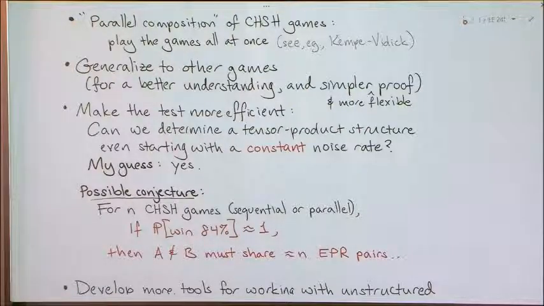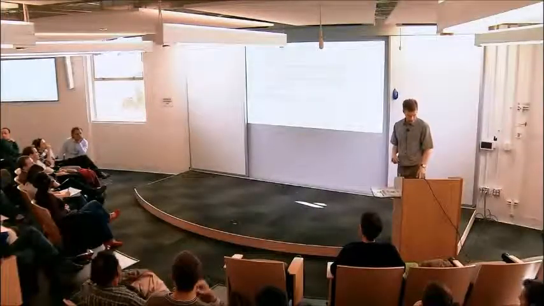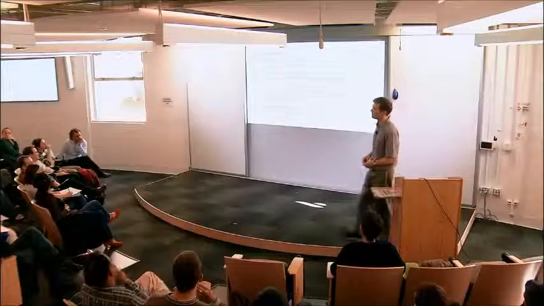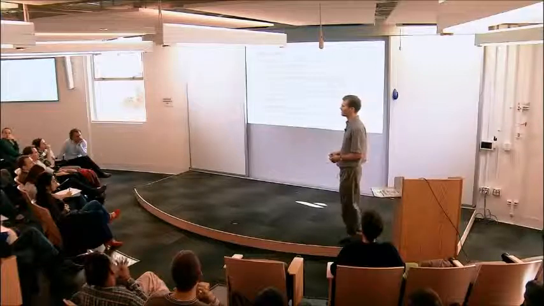For example, you can conjecture that, say you play little n CHSH games sequentially or in parallel, and there's a high probability of winning an 84% fraction of them. Is it true that they must share roughly n EPR pairs in order to do this and measure them in some very nice one-at-a-time tensor product way? I think it could be true. I don't know. You want to use some kind of fault tolerance? Yeah, that's one idea. Use fault tolerance.